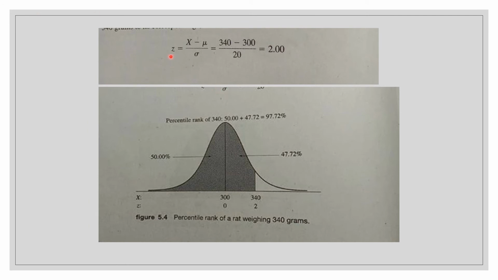Next, we have the standard score equivalent to the score minus the population mean over the standard deviation: 340 minus 300 over 20, which is the standard deviation, which means that the standard score is 2. Now here is the percentile rank of 340. So that's 50% plus 47.72%, which is 97.72%, which means 340 is 2 standard deviations above the mean. So 97.72% have a score below 340.